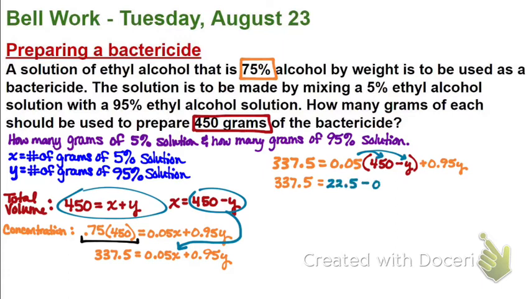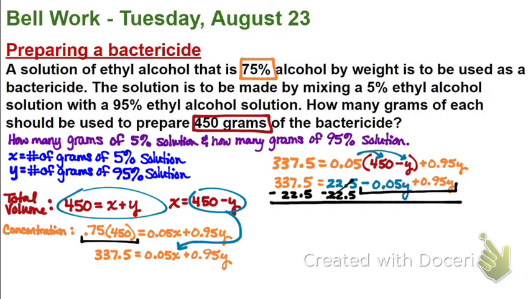22.5 minus 0.05y plus 0.95y. I can combine these two together and get just 0.9y. And I'm going to subtract the 22.5 from both sides. So I would get, what is that, 315 on the other side? Yeah. 315 equals 0.9y. And then I would divide both sides by 0.9.